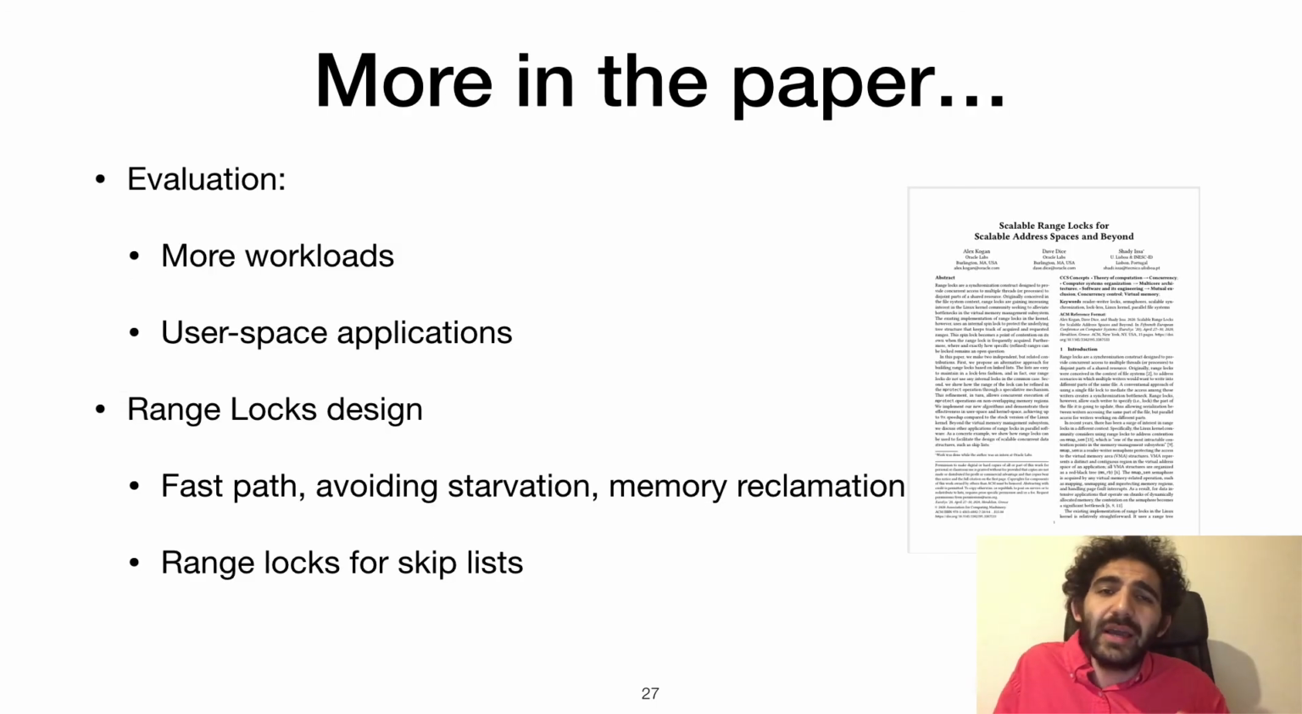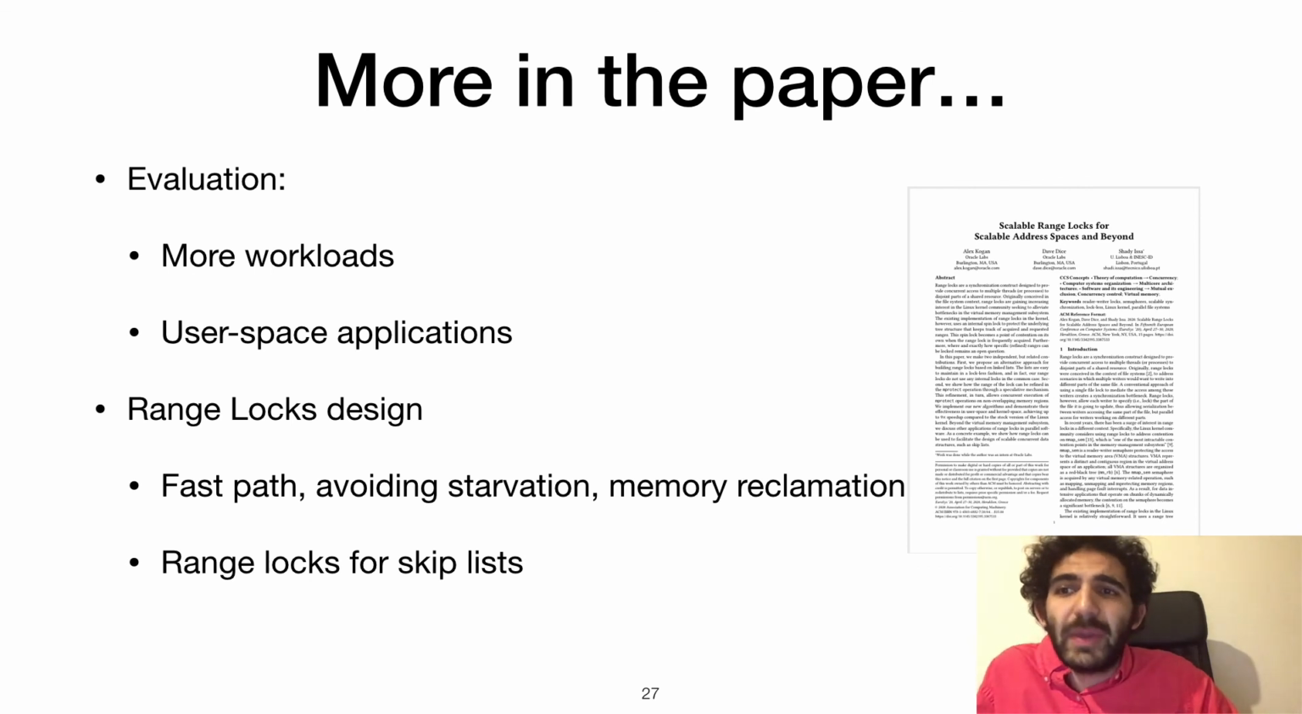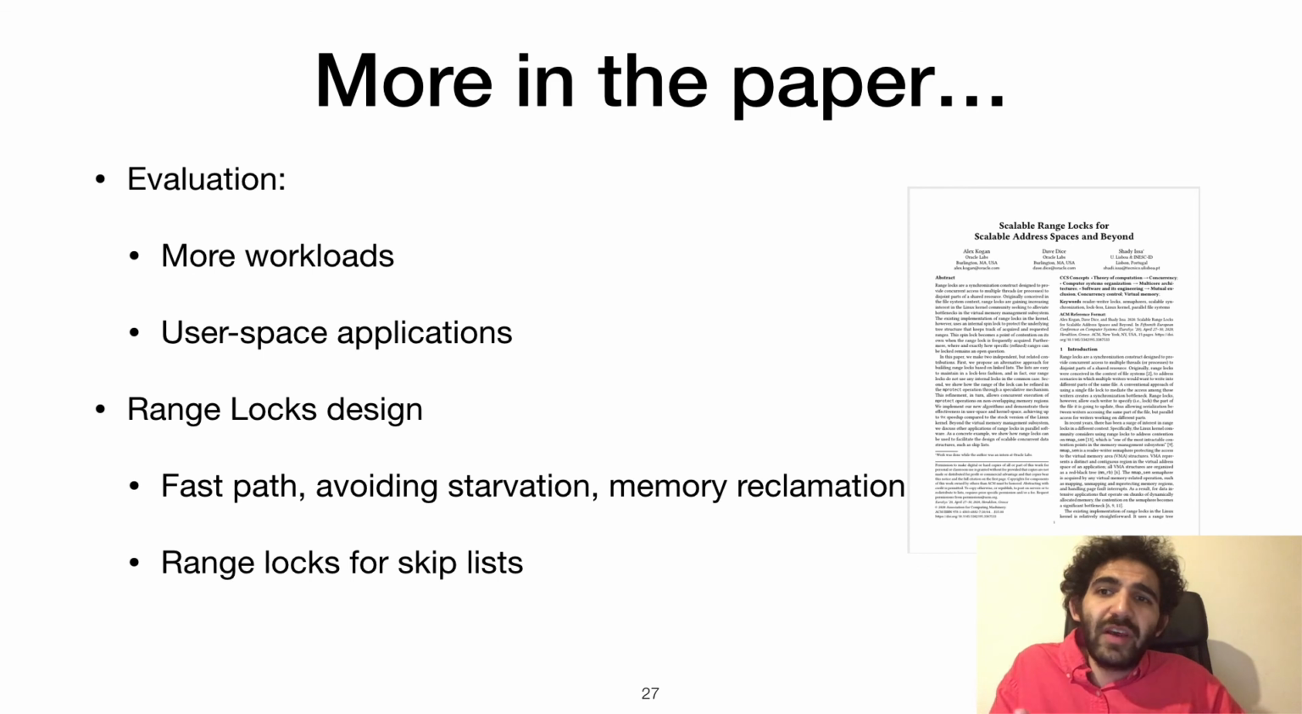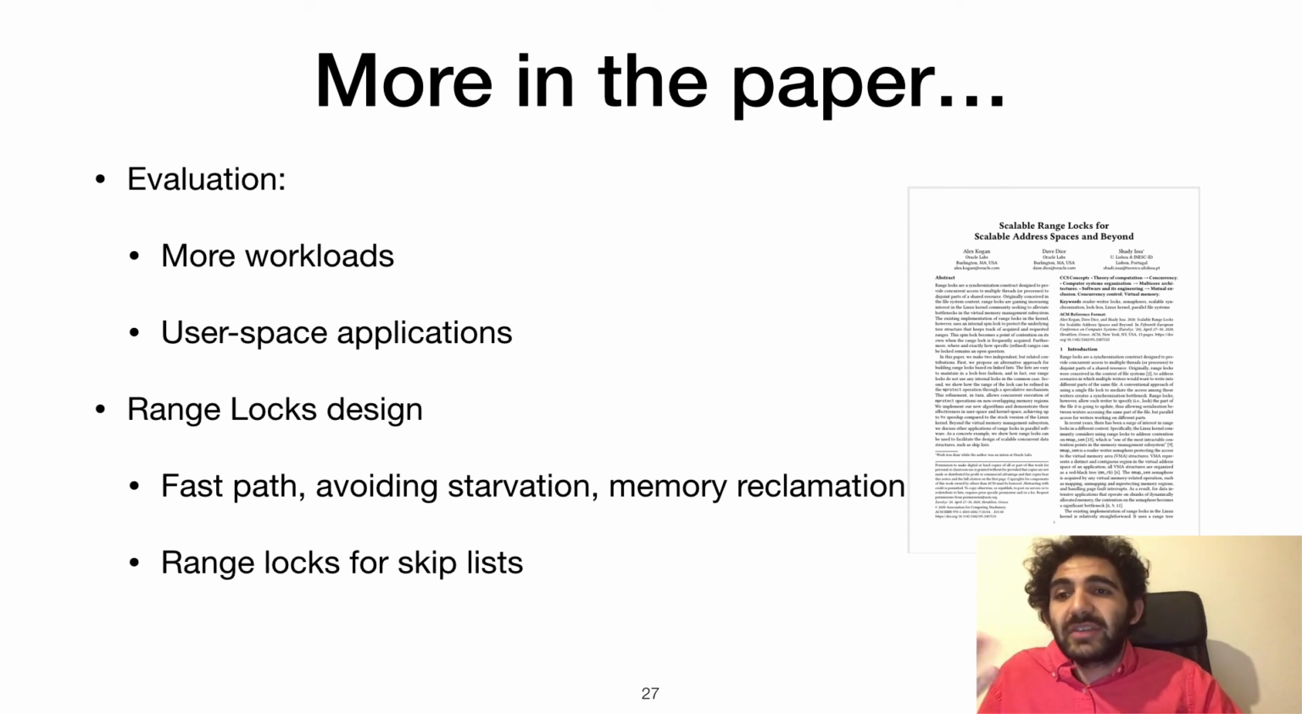To gain more insights on the different design aspects of range locks and how they perform in different applications, I would refer you to the paper for a more thorough evaluation. There you will also find new discussions on, for example, the fast path, which is very important for the uncontended case and has significant relevance within the Linux community. You can also find discussion on starvation and memory reclamation. There we also have an explanation of how you can use the range locks to protect concurrent access of skip lists and so on.